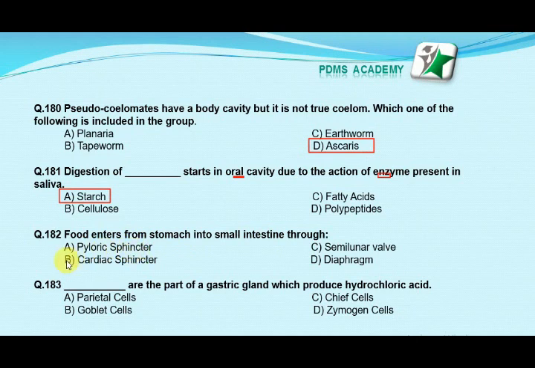Our next MCQ is: food enters from the stomach into the small intestine through option A, pyloric sphincter. Option B, cardiac sphincter. Option C, semilunar wall. Option D, diaphragm. Our correct answer is A, pyloric sphincter.